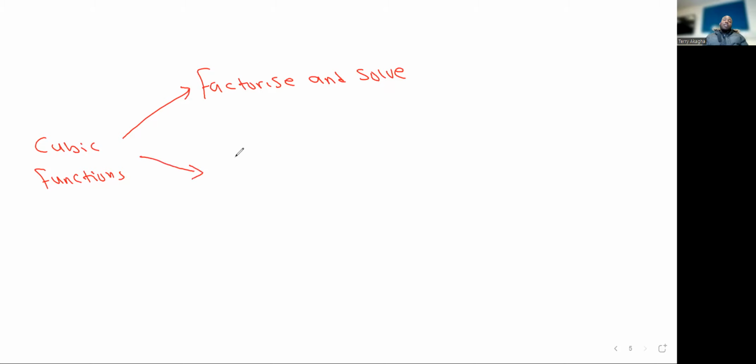Then when we're done factorizing, I'm going to go straight to what? Sketching. Okay? I'm going to go straight to sketching a cubic graph. The next video is going to talk about how we factorize and solve a cubic function. Okay? And that'll bring us to the end of this video.